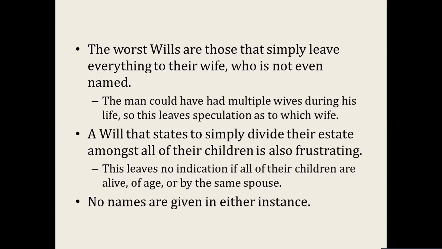And then a will that states to simply divide their estate amongst all their children can also be a little frustrating, because that doesn't tell you who their children are, how many they are, if they're all alive, if they're all old enough to inherit, or if they're children by the same spouse. In both of these cases, there's typically no names given, but hopefully if it was probated, you can at least find a relative who was the executor or administrator that you might be able to recognize the names.